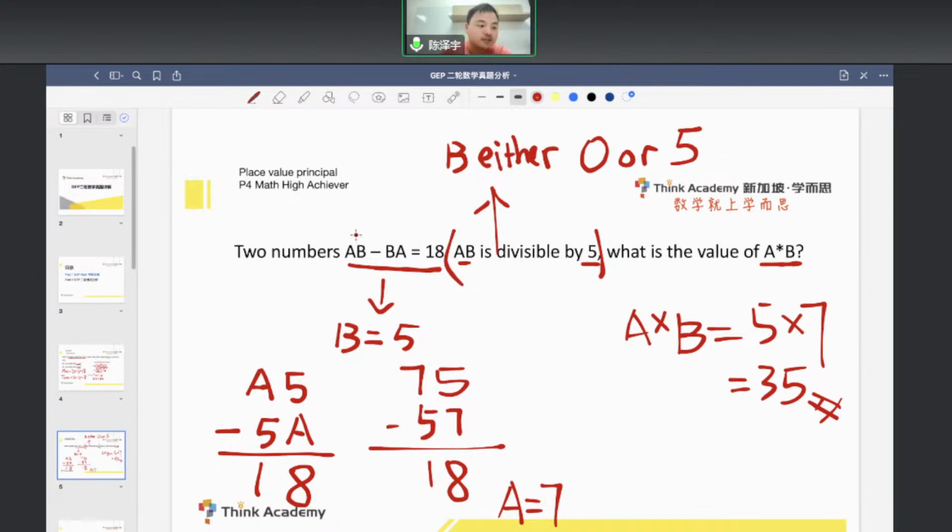So this question is a very commonly tested module called the place value principle. This one will be heavily tested in the higher upper primary maths Olympiad, such as NEMOS, RI, or SMOPS. They like to test such things, place value principle.